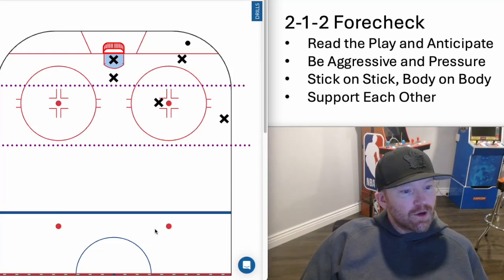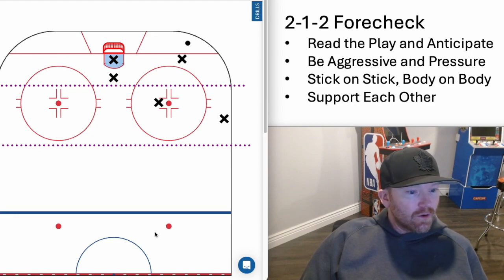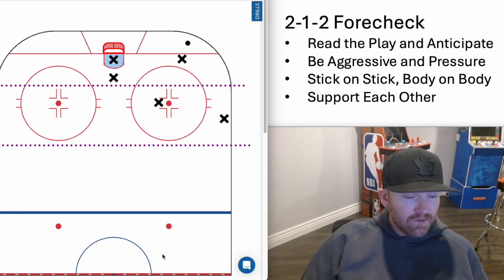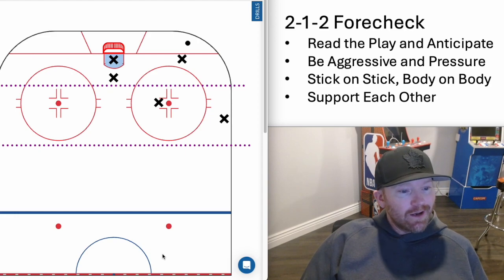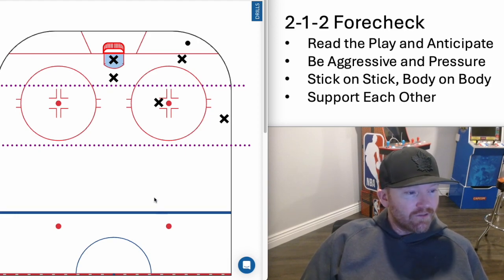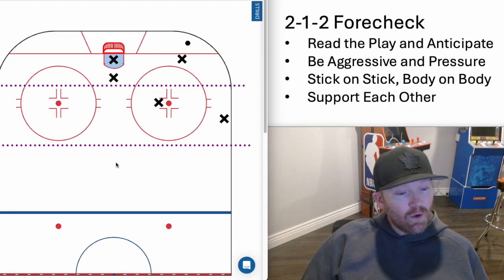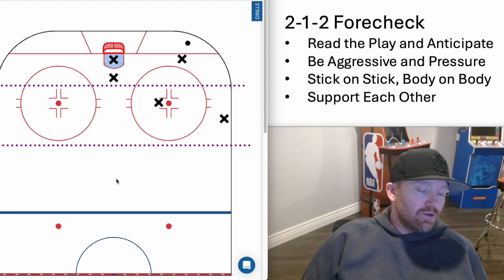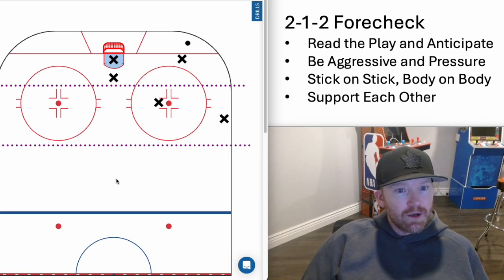So we're going to talk about the 2-1-2 forecheck in hockey. Just to start, there was an introduction video to what we call F1, F2, F3. As a quick recap, F1 is the first forward into the zone closest to the puck. F2 would be the second forward into the zone closest to the puck, and F3 is the third forward into the offensive zone closest to the puck. D1 would be the closest defenseman, and D2 would be the second closest defenseman to the puck when we're in the offensive zone, that is.